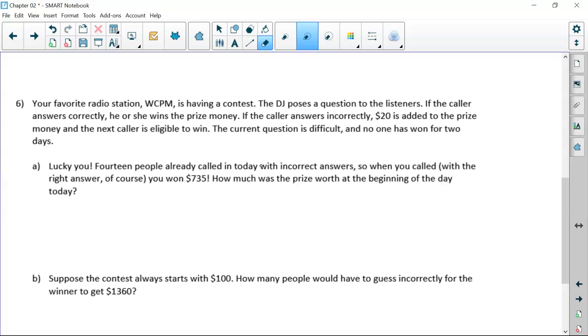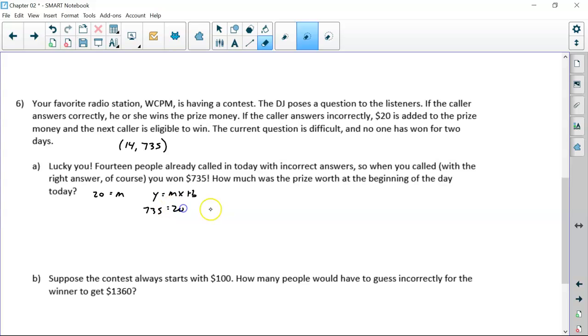So we need to write a sequence. 14 callers, we're at $735. That's a point. Now, the $20, that's our slope, because that's how much is added for each wrong answer. So think we're adding 20, so it's linear. It's arithmetic, mx plus b.